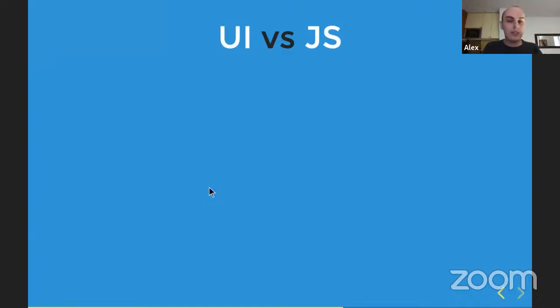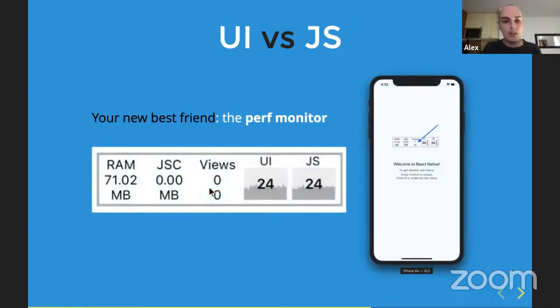Usually your best friend to check this is the performance monitor, available out of the box on React Native. You just open the development menu by shaking your device or Command D, and you get this nice window. And especially you get UI and JS data. And here, well, you can see that the data is not good. It's supposed to be 60, and it's actually 24 in this case.